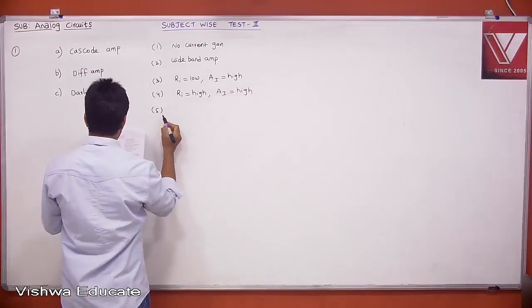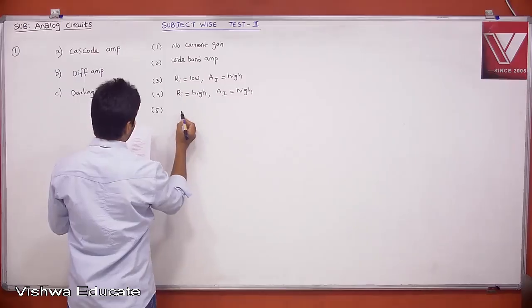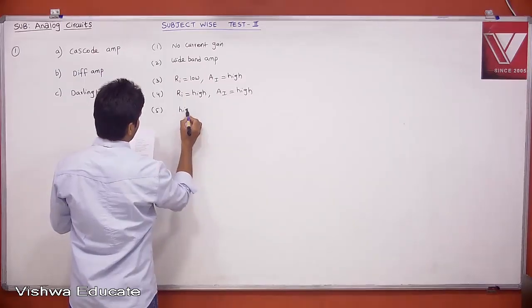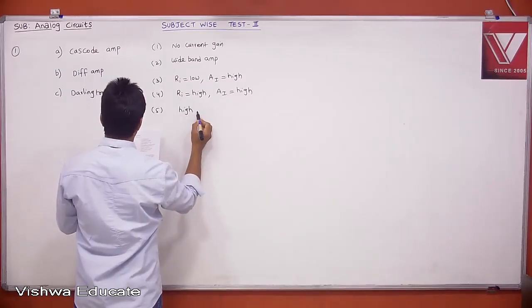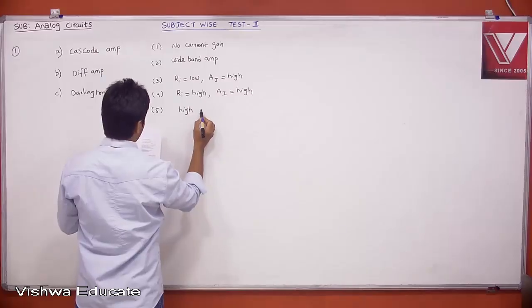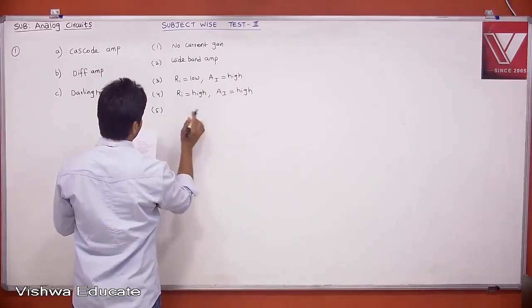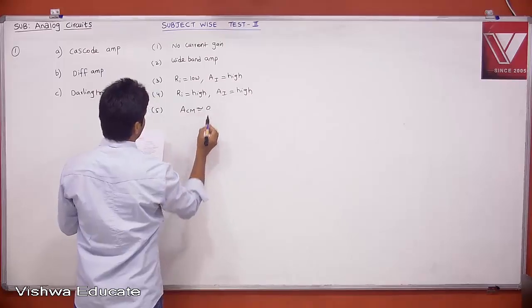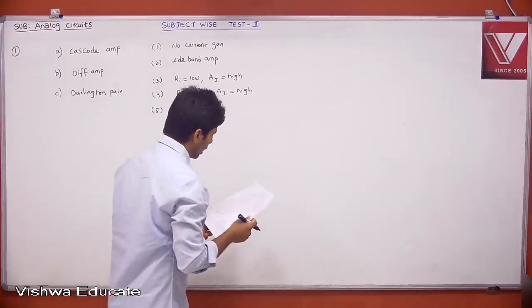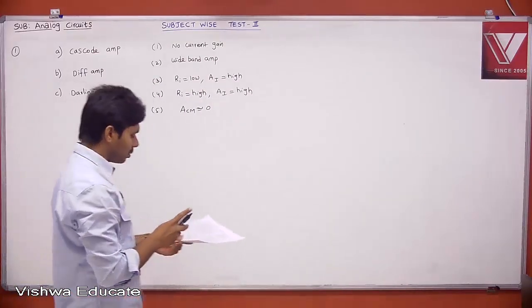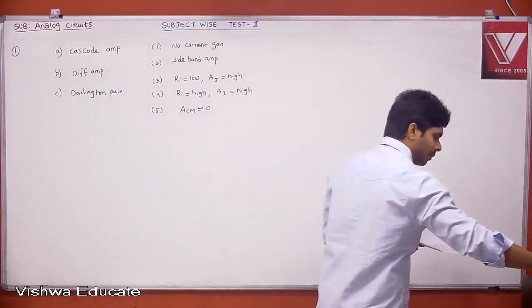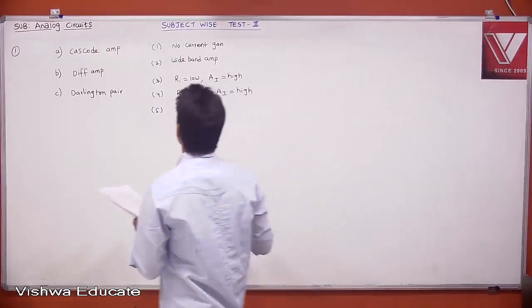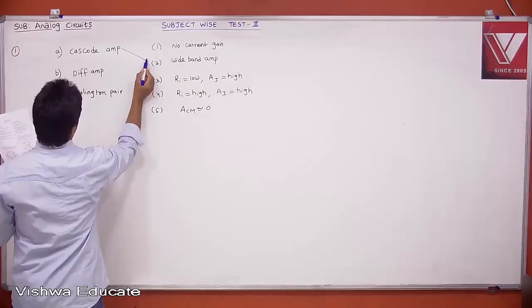Number 5, high common mode voltage rejection, which is nothing but common mode gain is 0 or close to 0, very small. Therefore, tell me what is the answer? A, cascode amplifier. Cascode amplifier is nothing but wideband amplifier.